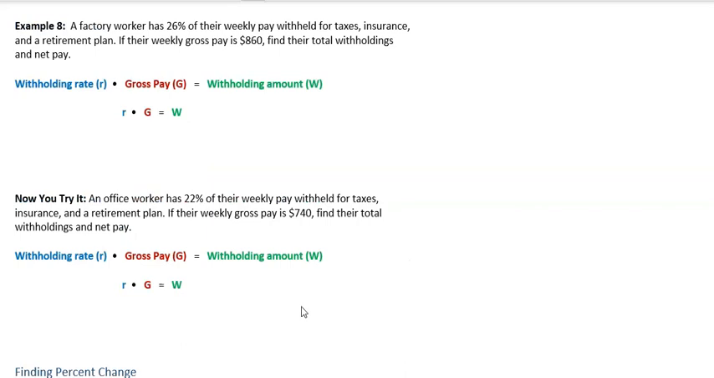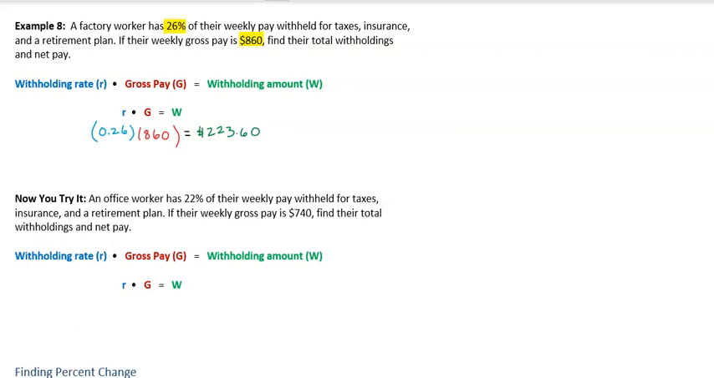Okay, sorry, I had to shift that up just a little bit to have a little more room. So we've got our withholding rate times the gross pay equals the withholding amount. So R is 26%, and their weekly gross pay is $860. We want to find their withholdings and their net pay. So R is 0.26, 26%, times their gross pay. Their gross pay is $860, and that is going to give us the withholding amount. Okay, so if you take 0.26 times 860, you get $223.60.